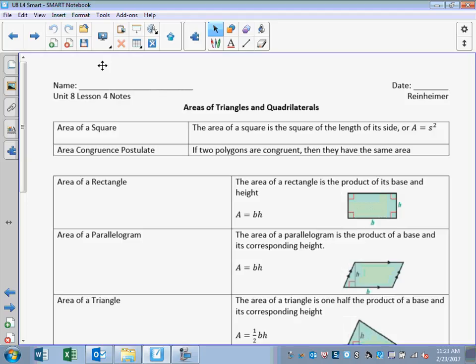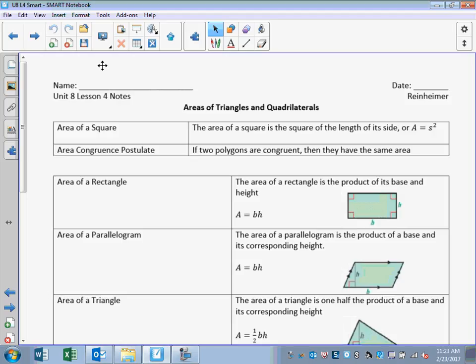This lesson is going to be all about area, so this should be a pretty quick video. On the first page of your notes, you just have the formulas for area of the various shapes that we learned about. So you can just take a minute to look over that, and then I'm going to go to the second page and get started on the problems.